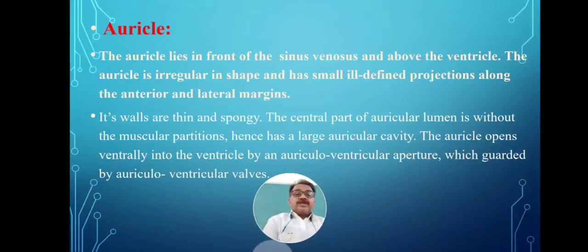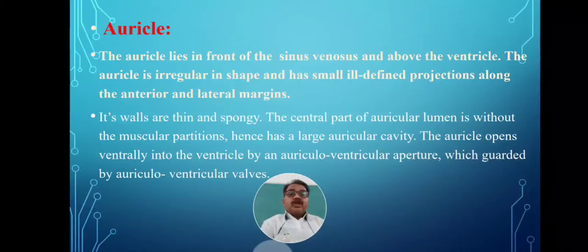Its walls are thin and spongy. The central part of the auricular lumen is without muscular partitions, hence it has a large auricular cavity. Because muscular partitions are not present in the auricle, the auricle is a large cavity. The auricle opens ventrally into the ventricle.